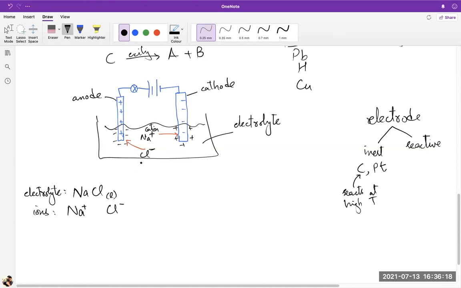All right, so what happens now? At the anode, my chloride goes. So chloride is going to be attracted to the anode. It's going to become a chlorine molecule, right?